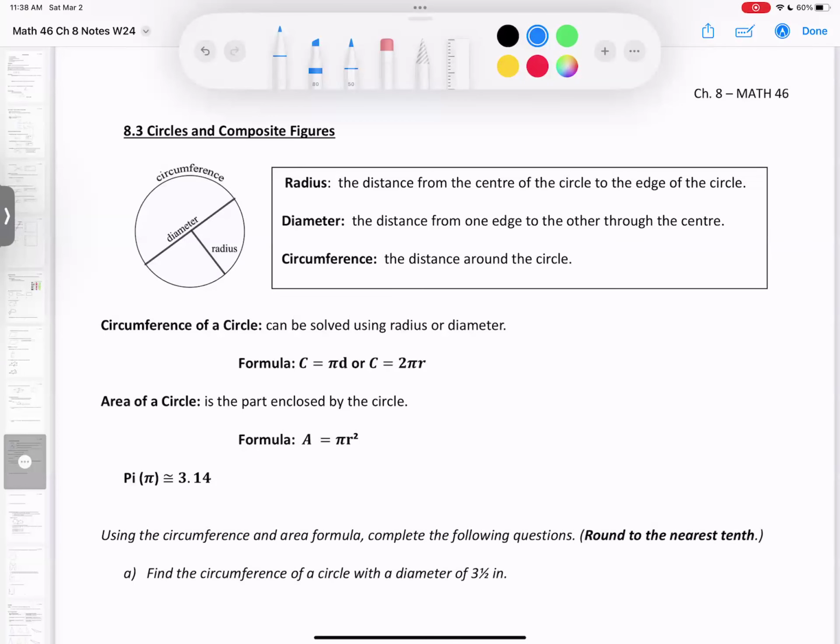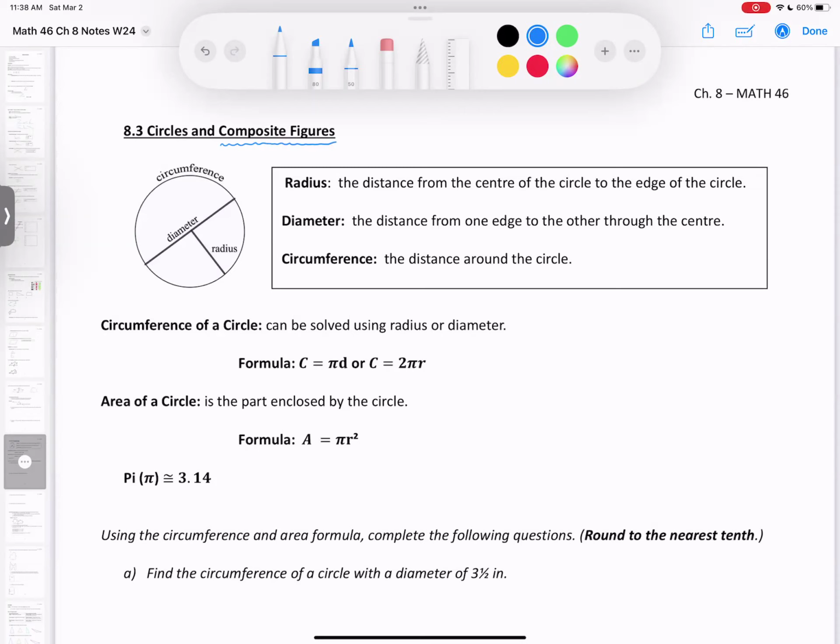Okay, moving on to 8.3, where we're going to talk about circles and composite figures. Composite figures are like shapes that include multiple shapes in them. So we'll get to those. So first of all, circles.